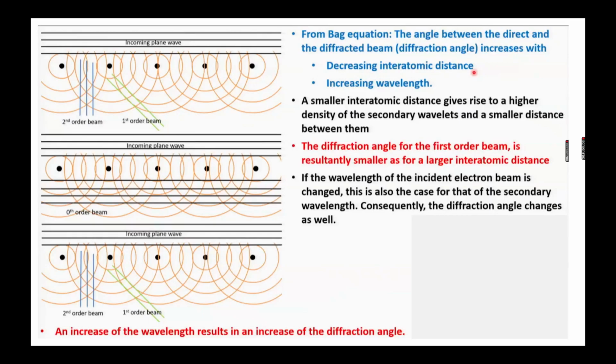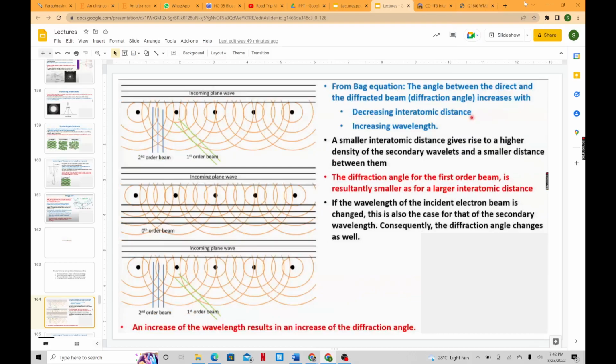Are you getting it? Yes. Okay. So here n lambda equals 2d sine theta. The first thing is your angle: sine theta equals n lambda upon 2d. So theta and d are inversely proportional. When you decrease d, theta will increase, right? And sine theta is directly proportional to lambda, because n lambda equals 2d sine theta.